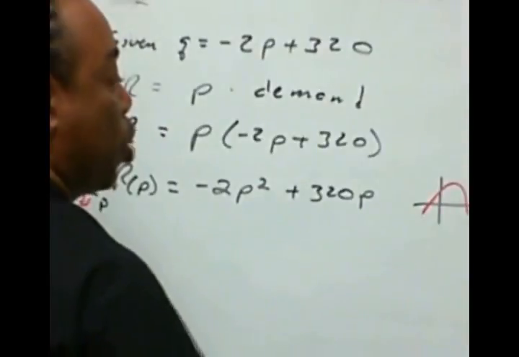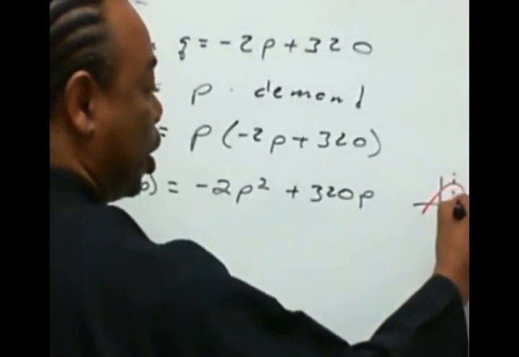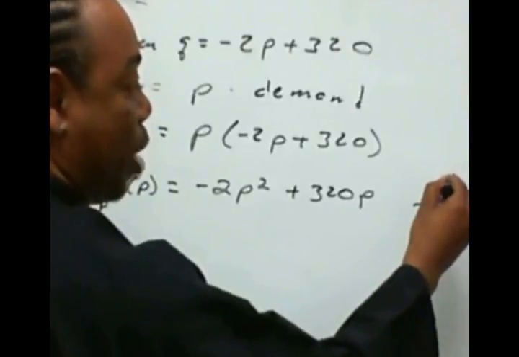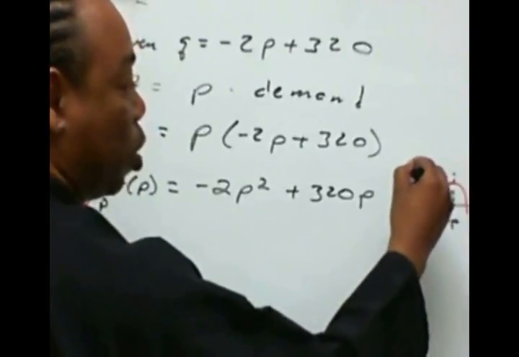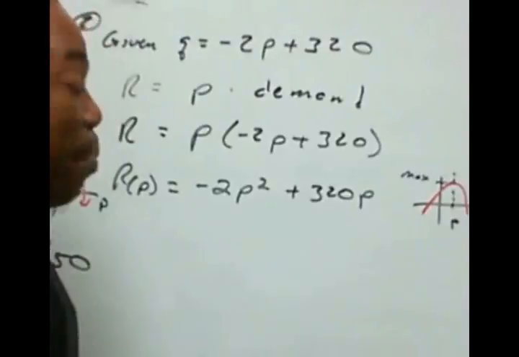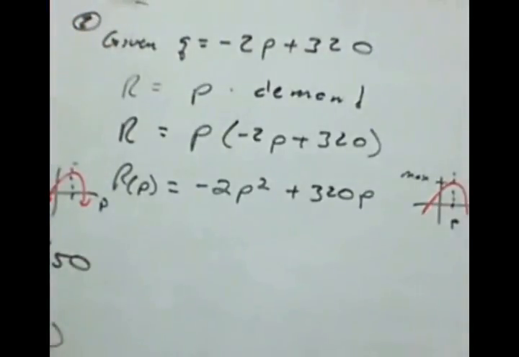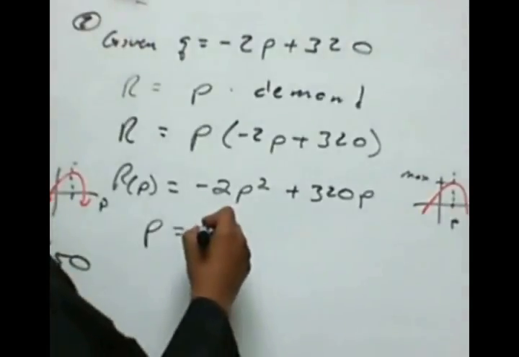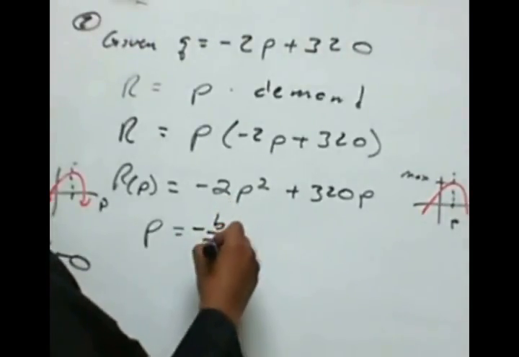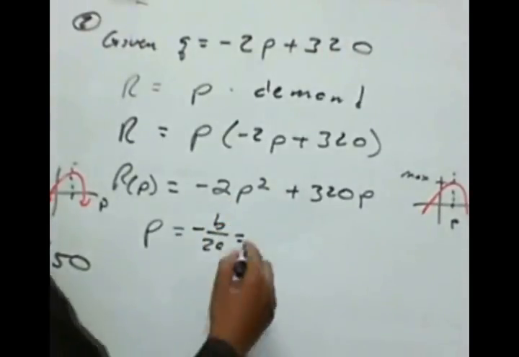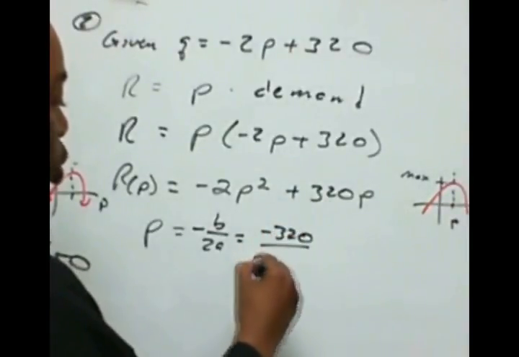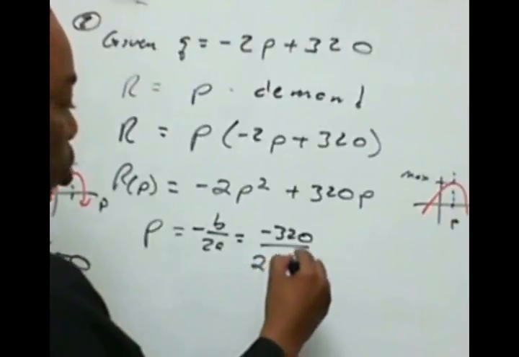Therefore, we're going to have a price that's going to represent the axis of symmetry, and we're going to have a revenue here that's going to represent the max amount of revenue. So let's find it. So the axis of symmetry formula, which is the opposite of B all over 2 times A. My B in this case will be negative 320 all over 2 times A, which is negative 2.